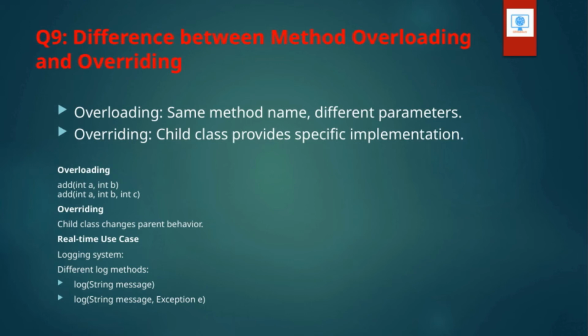To sum up, the key difference is that overloading is about having multiple methods with the same name but different parameters within the same class, offering flexibility. Overriding, however, involves redefining a method in a subclass to change or extend its behavior. Both are powerful tools for making our code more organized and adaptable to different needs.